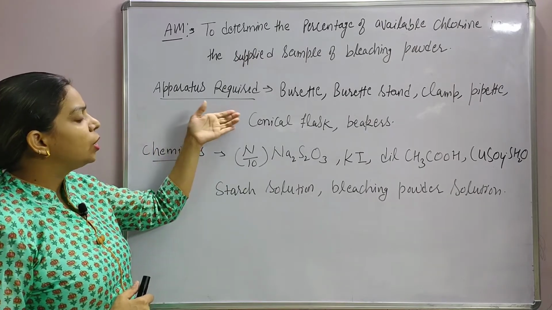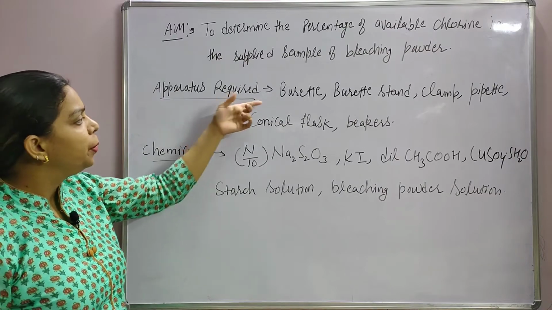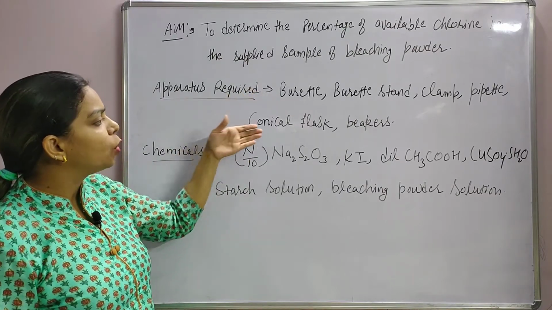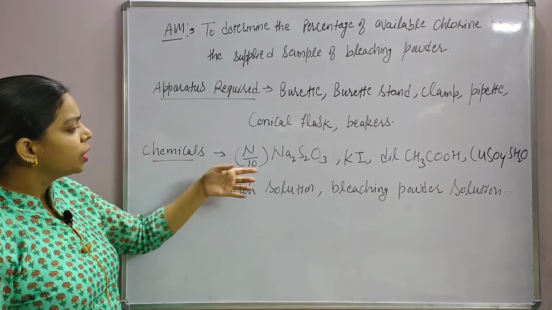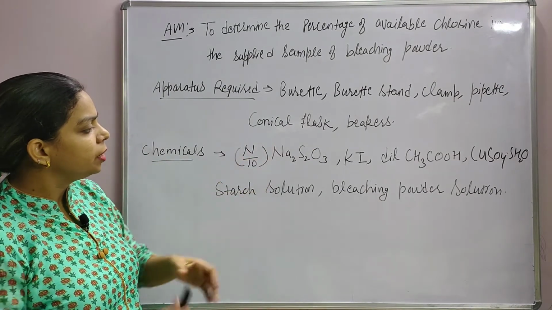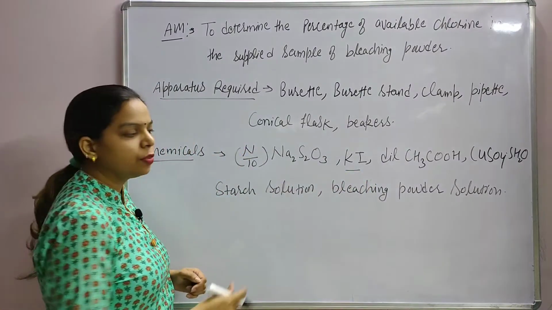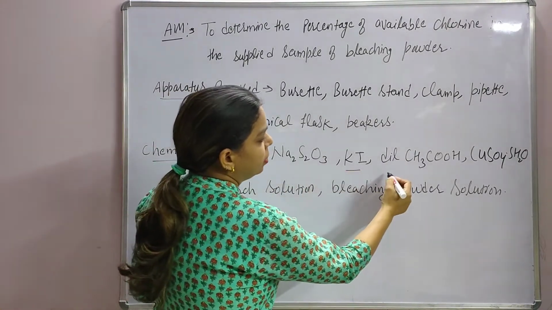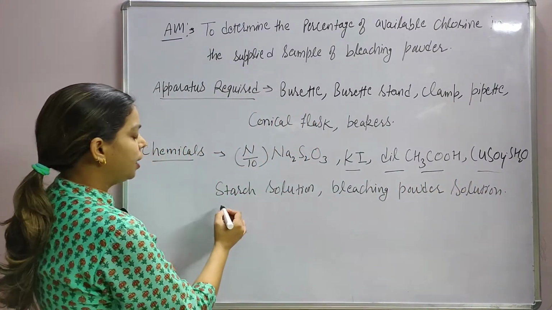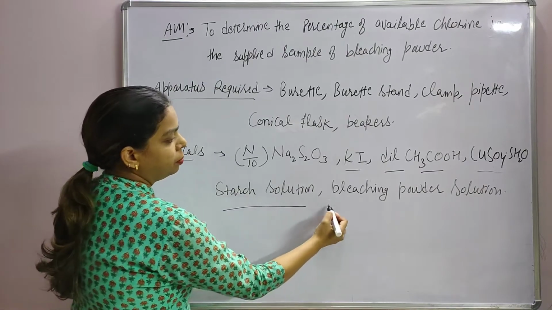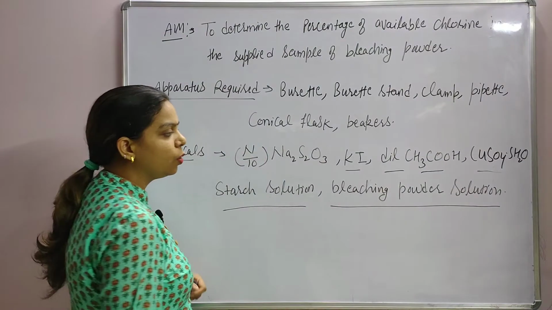The apparatus required for this is the same as we need in any titration: burette stand, clamp, pipette, conical flask, beakers. The chemicals required are sodium thiosulfate and KI solution. In any iodometric titration we need KI, dilute acetic acid, copper sulfate solution, and starch solution, and this bleaching powder, in which we want to find out the concentration of free chlorine.